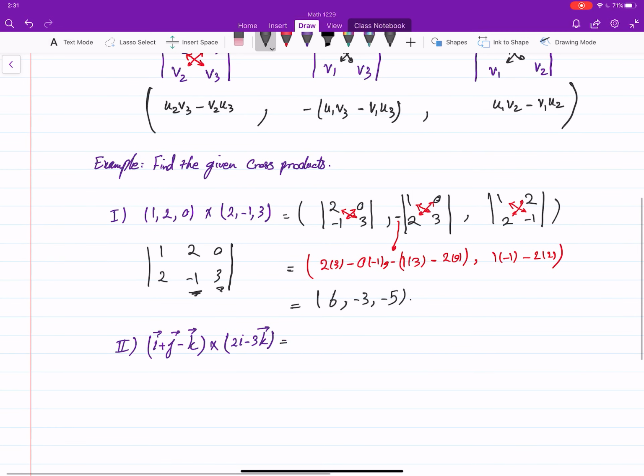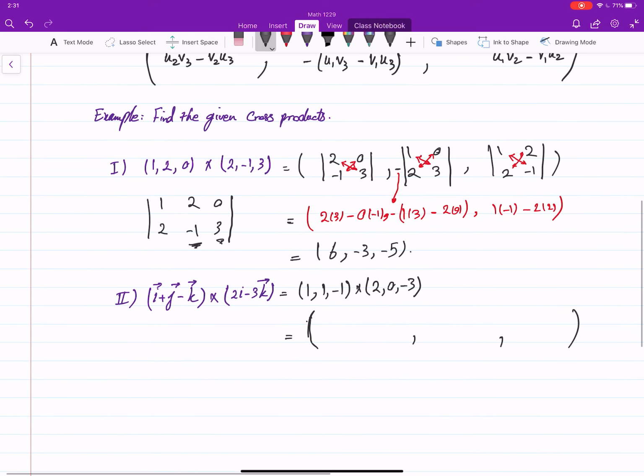Okay, let's just turn this first to the component version. The coefficient of i is 1, the coefficient of j is 1, the coefficient of k is negative 1. Cross 2. There is no j, which means the coefficient of j is 0, and the coefficient of k is negative 3. Then this gives us three components.